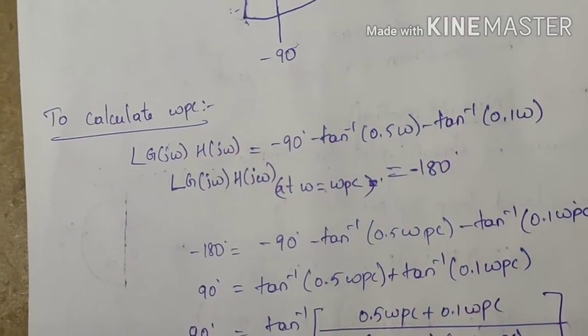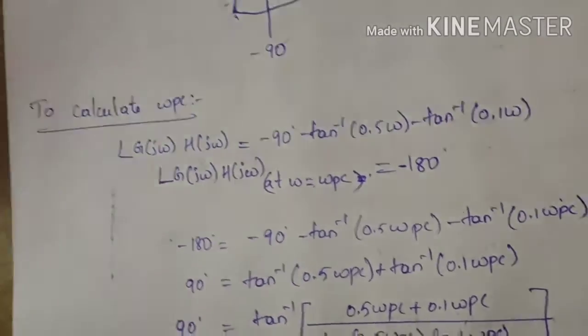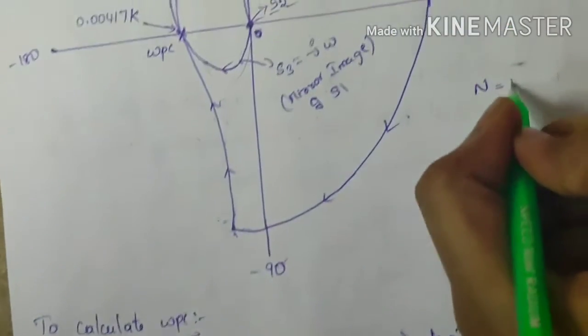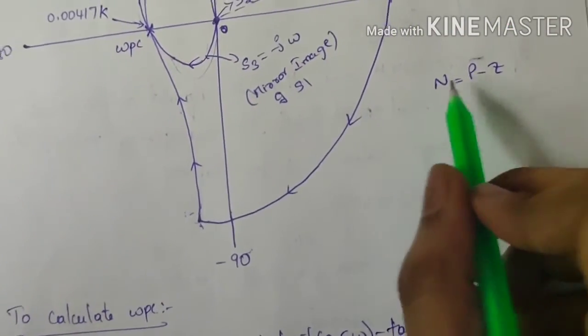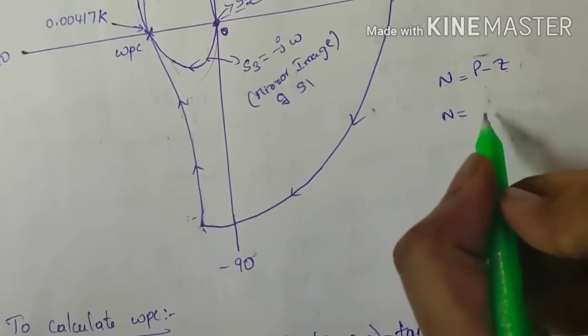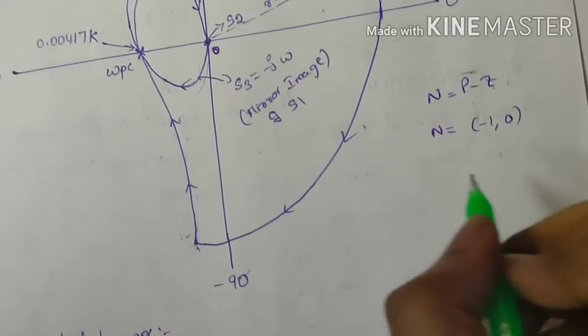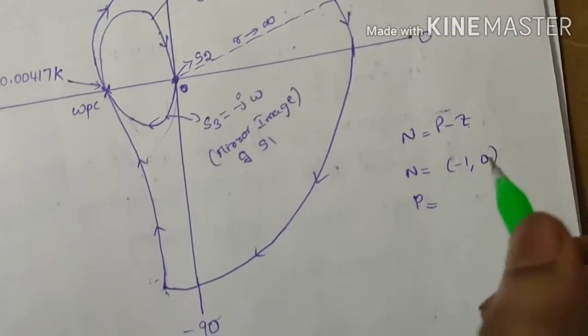Now look here, we have to find out the closed loop system stability. As I told, it depends upon the formula N equal to P minus Z. Depending upon the P value and N value, we can find out the Z value. I already told N is nothing but the number of encirclements around the critical point minus 1, 0. P is nothing but the number of open loop poles lying on the right hand side of the S plane.